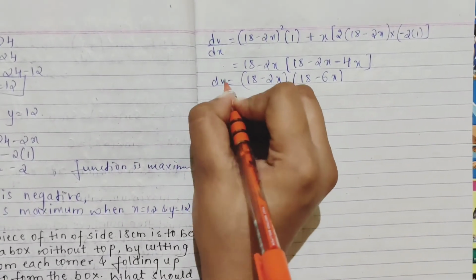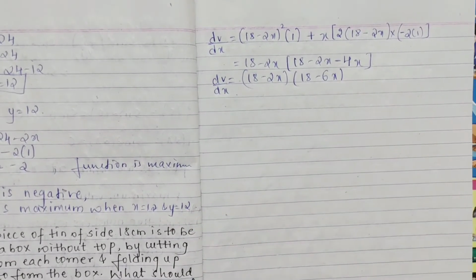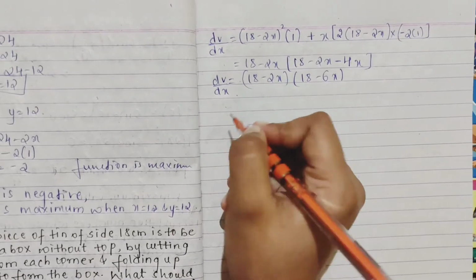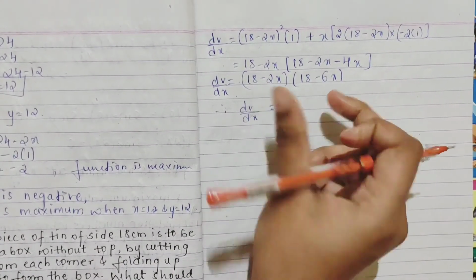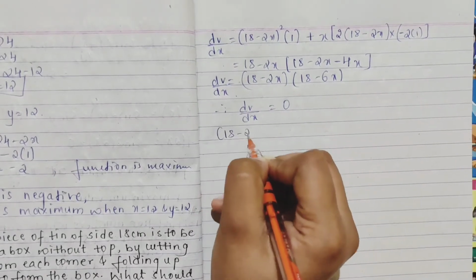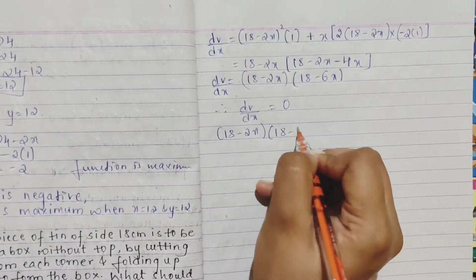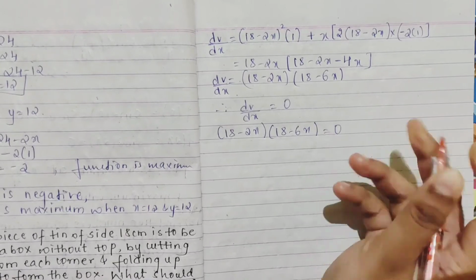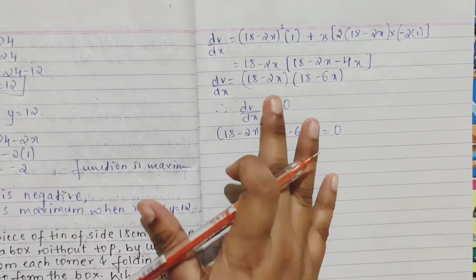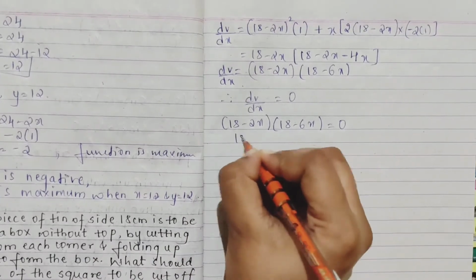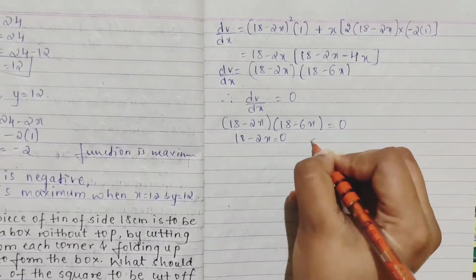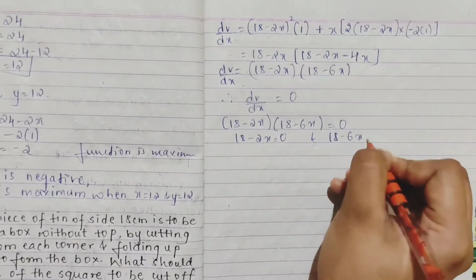So you have got your dv by dx. Next, what you have to do? You have to equate it to 0, right? So dv by dx equal to 0. What is your dv by dx? (18 minus 2x) into (18 minus 6x) equal to 0. Now, equating each product separately to 0, we get 18 minus 2x equal to 0 and 18 minus 6x equal to 0.